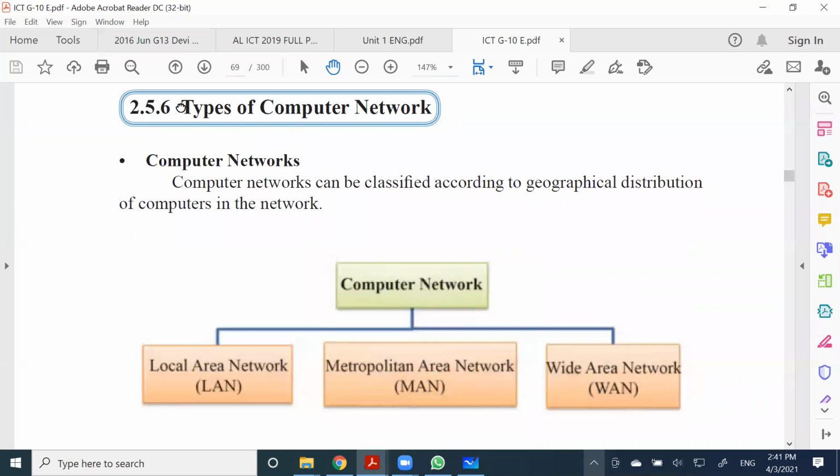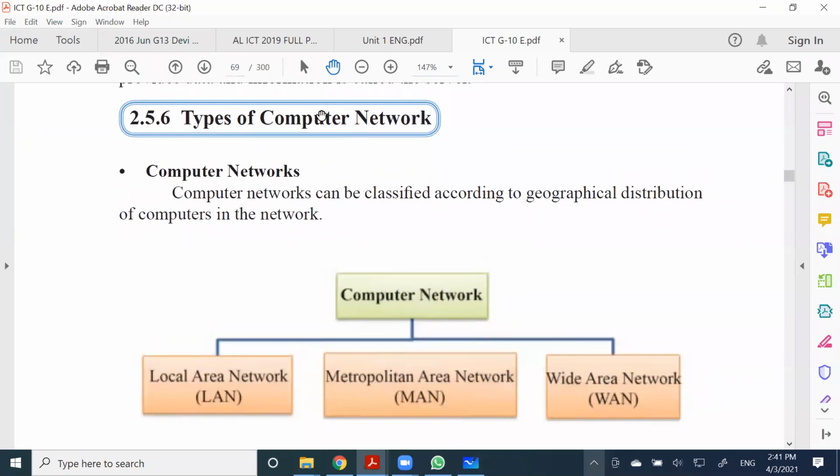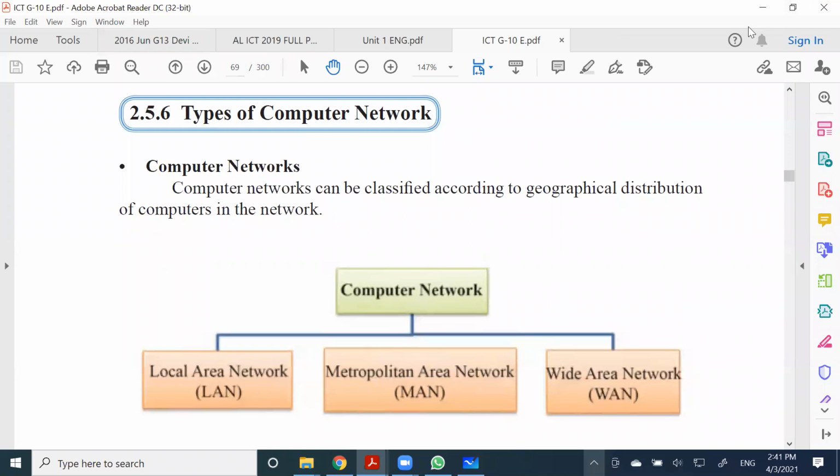So, type of the network is the heading and the diagram. Yes. School computer lab is an example for local area network.